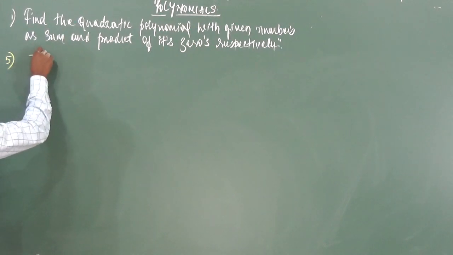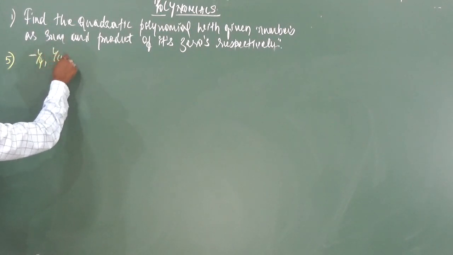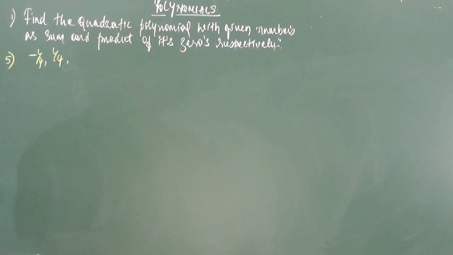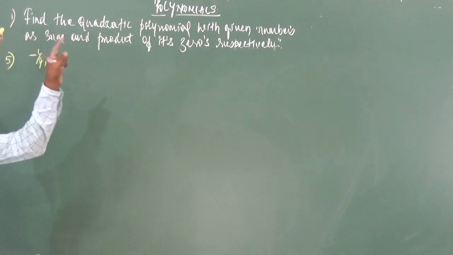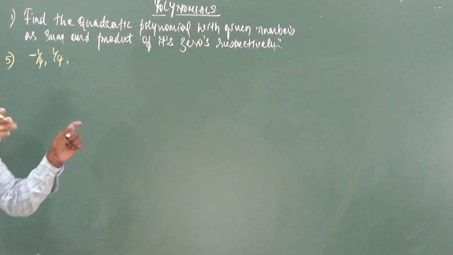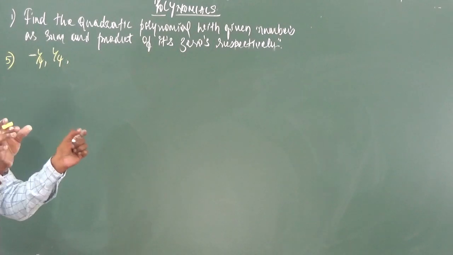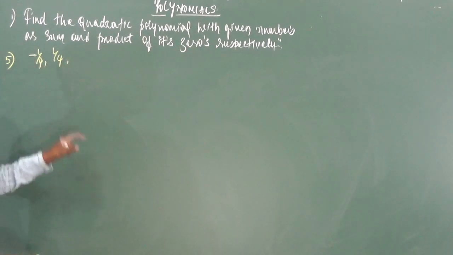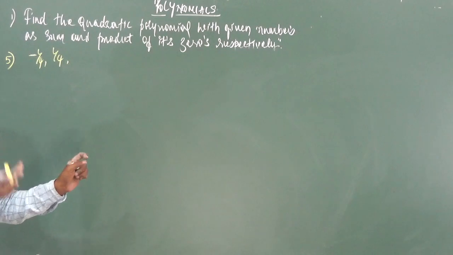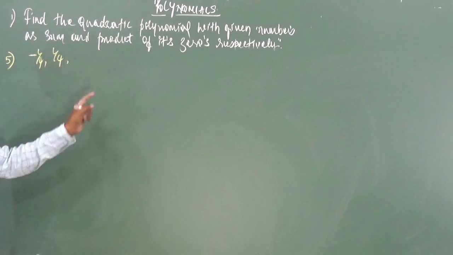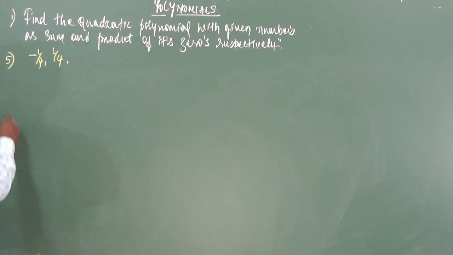Minus 1/4, 1/4. So these are the two zeros. We have a polynomial, and for that polynomial we have two zeros. When we add those two zeros we get −1/4. When you multiply those two zeros you get 1/4. So this is given, and we have to go to the required polynomial.